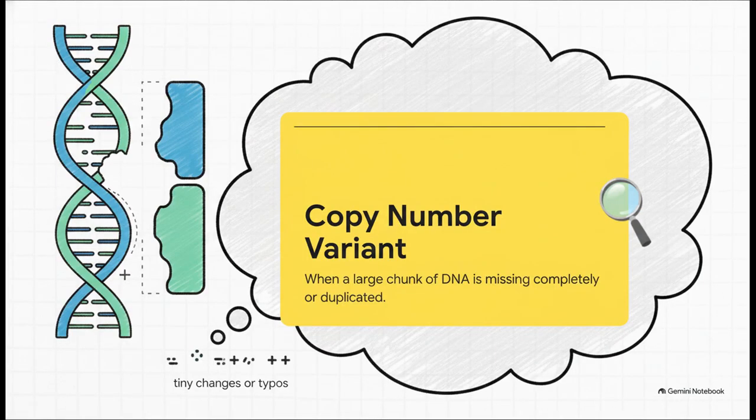Next, we have the copy number variant, or CNV. Contrast this with those tiny little changes or typos we talked about earlier. A CNV is a major big picture change. This happens when a whole massive chunk of DNA is either missing completely or it's been duplicated. So basically, the patient either has way too much of that specific genetic information or way too little.